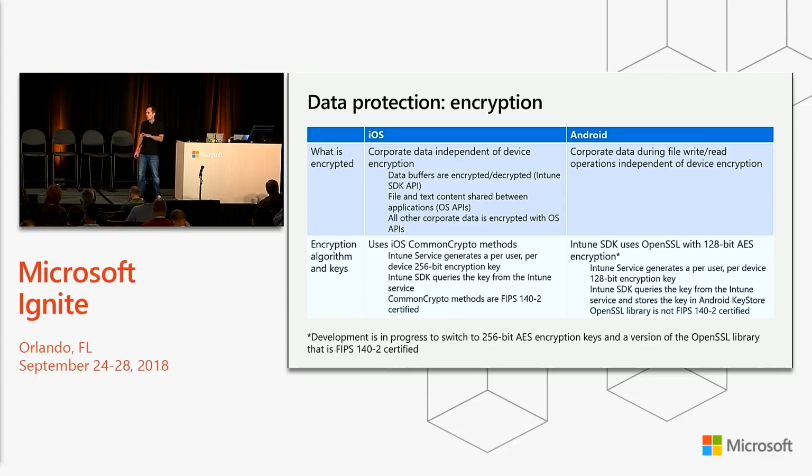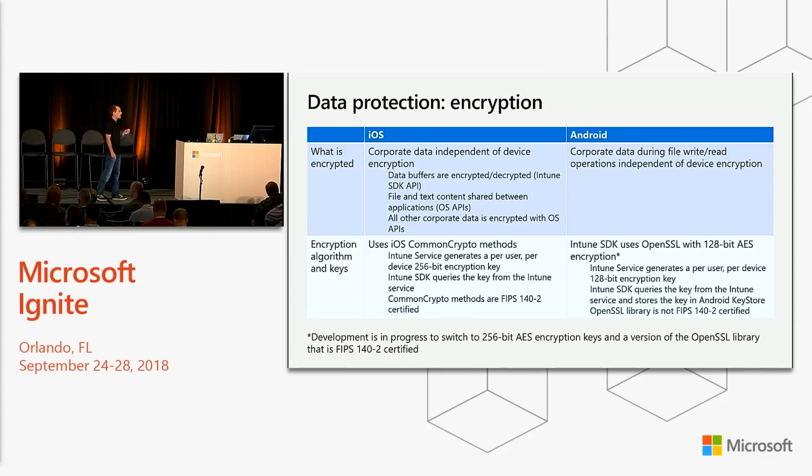Now, how we do that encryption varies depending on whether the device is iOS or Android. On iOS, we leverage the native encryption APIs built into the operating system, and we take advantage of them to encrypt the content of the data. For example, within the Intune SDK, we leverage the iOS common crypto methods to invoke encryption and decryption capabilities. We leverage a 256-bit encryption key per user per device to do this.